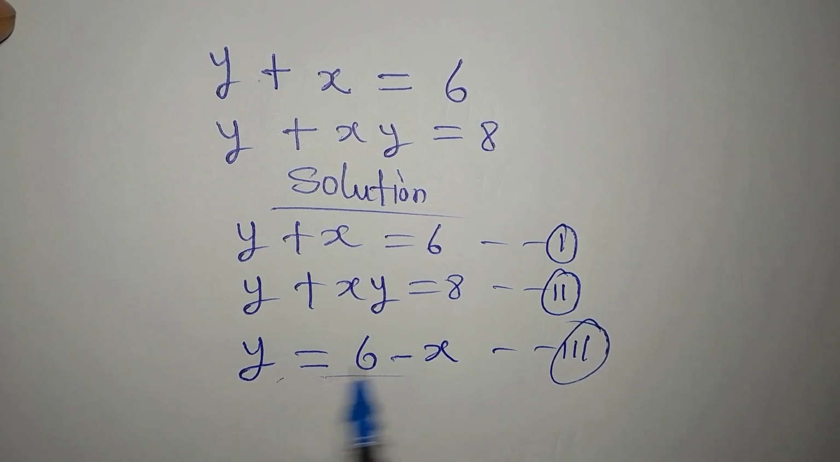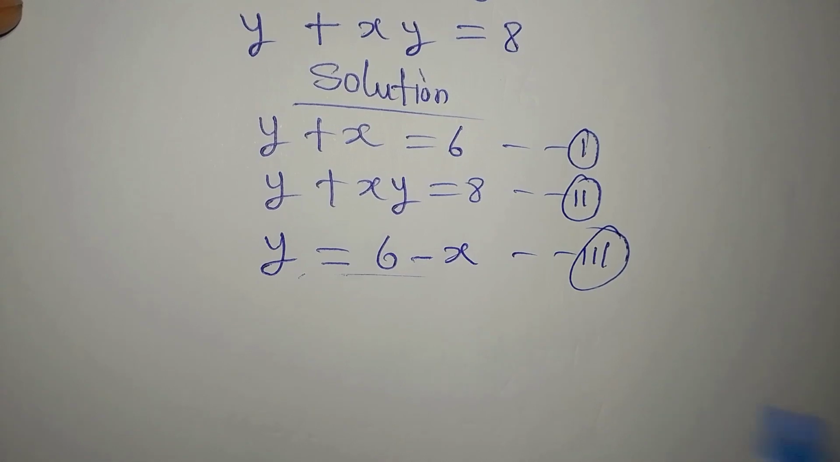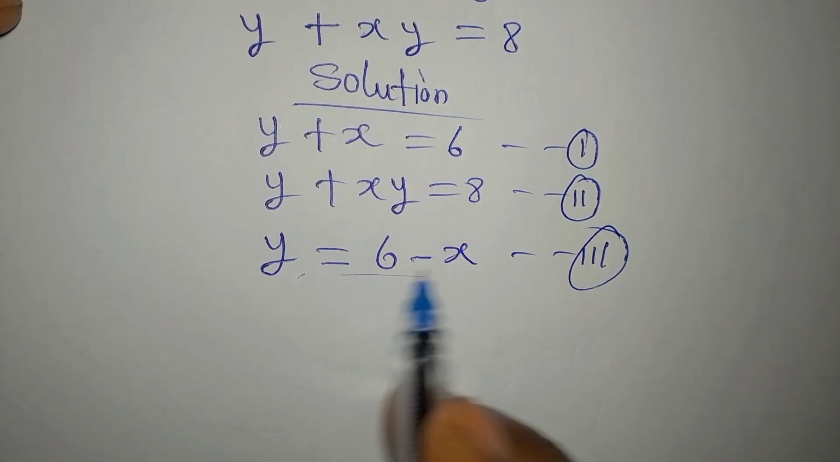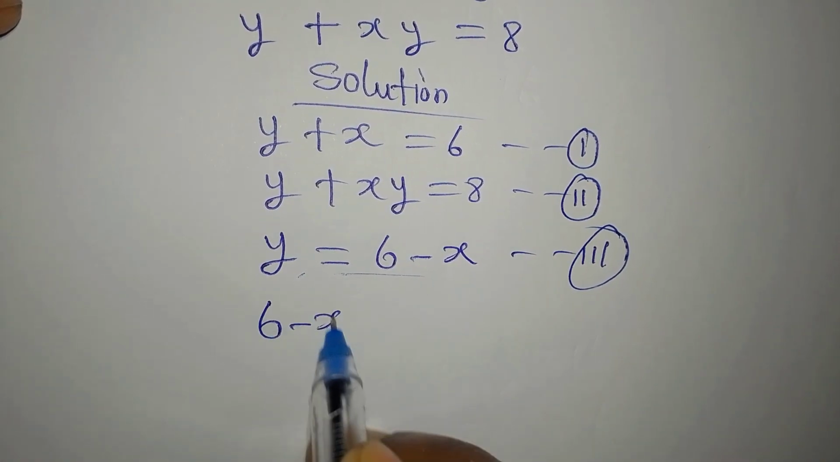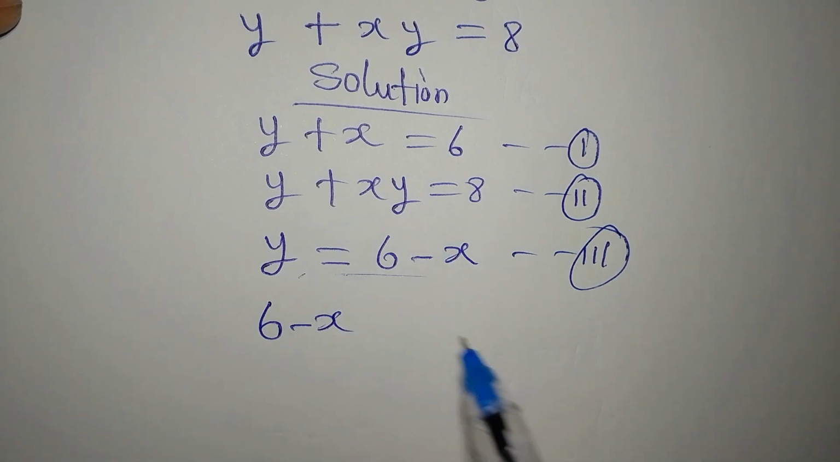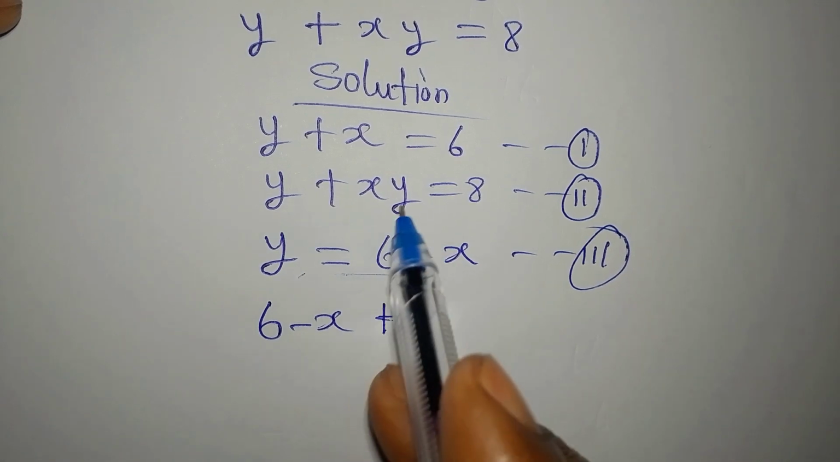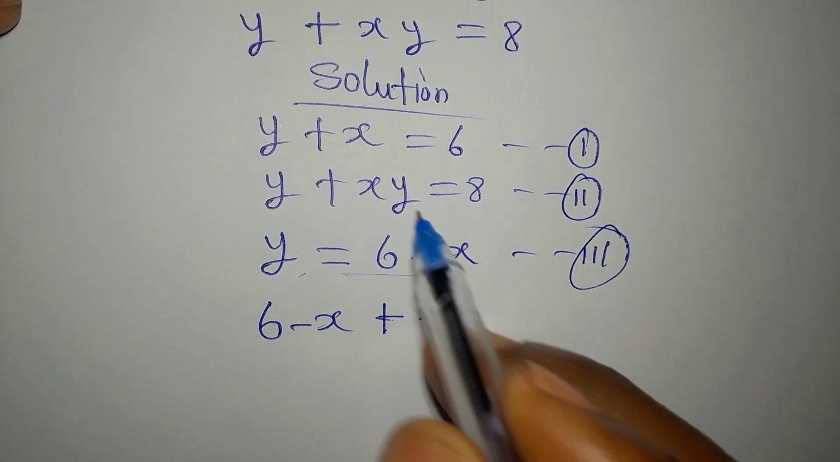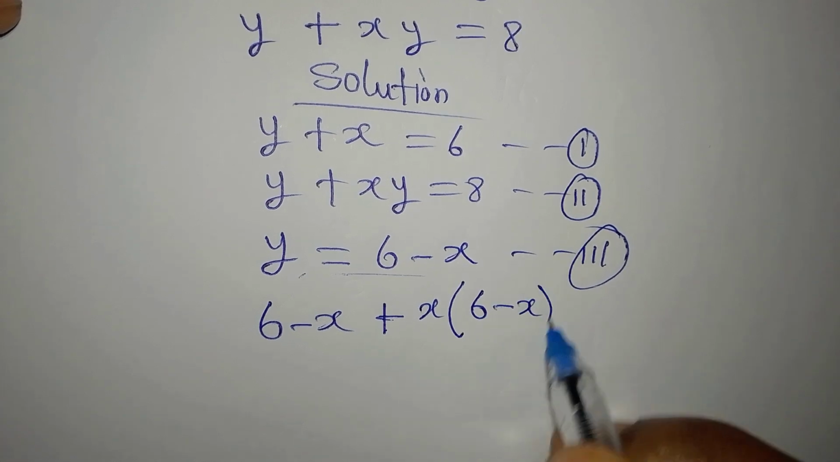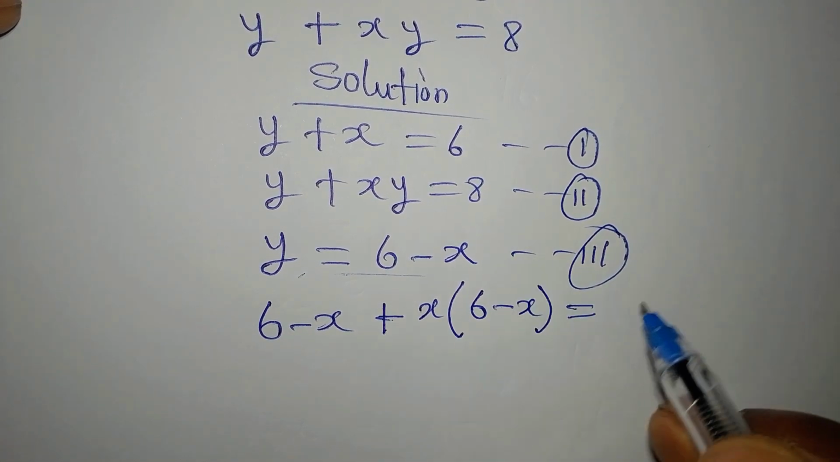So use this equation 3 in equation 2. In place of y, I will use 6 minus x. So I'm working on equation 2 now. Then plus, this is xy, I'll write x. Then y is 6 minus x. Everything is equal to this 8.